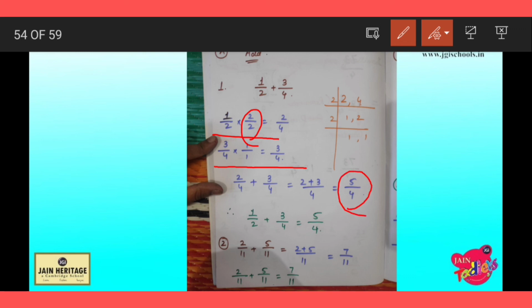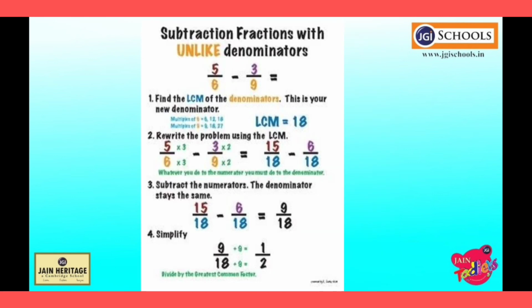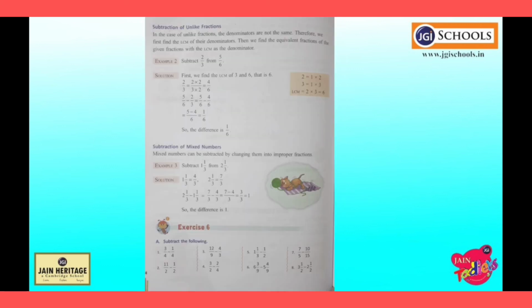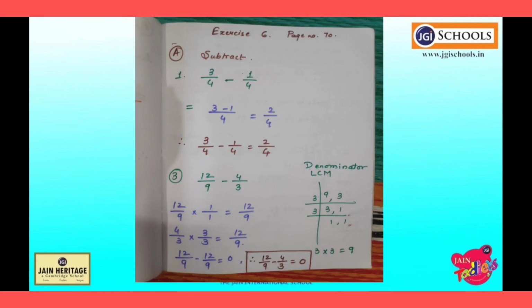Okay. Now in the second one, the denominator is same, so you can directly add the numerator. The answer will be 7 by 11. Now similarly for the subtraction, you have to take the LCM of the denominator, subtract the numerators, and the answer will be same. The method is completely same.